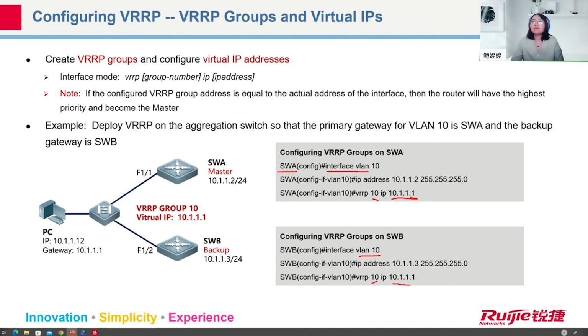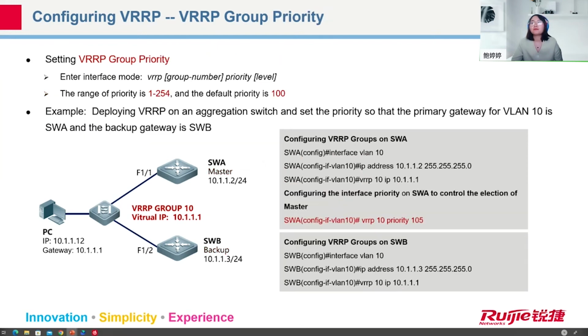Okay. And then compare: if we only consider the IP address, switch B will become the master. But we hope switch A can become the master. We can change the priority and finally let A become the master.